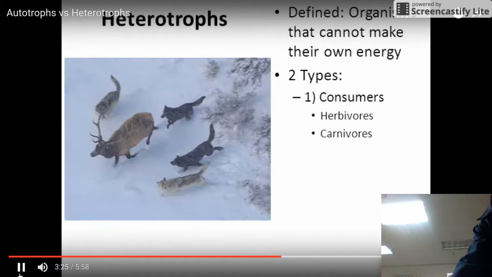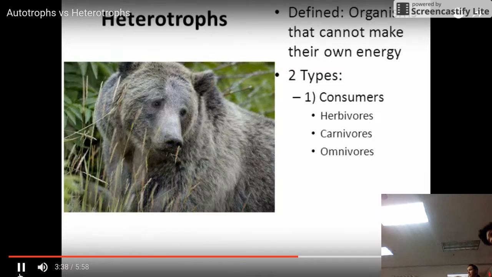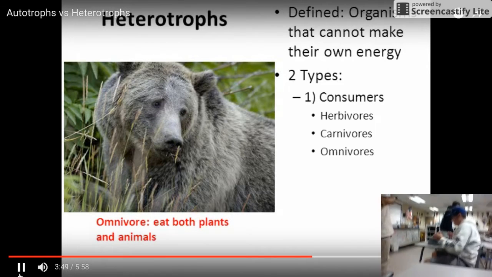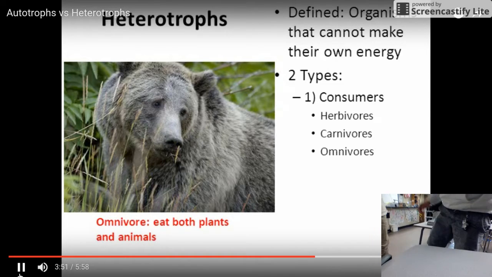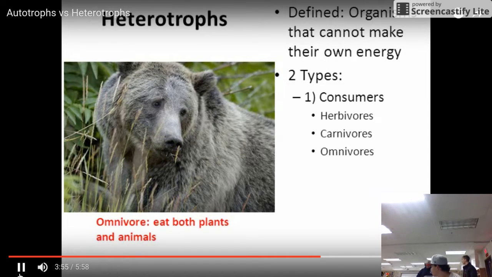Another kind would be carnivores. Here we have some wolves on a hunt, and so carnivores, like wolves, only eat other animals. And then there's the organisms that will eat plants or animals. Organisms that eat plants or animals are called omnivores. Bears are a great example. They'll eat fish, they'll eat berries, they'll eat fruits, they'll eat other animals, and so they're a great example of omnivores. Humans are a great example of omnivores as well.